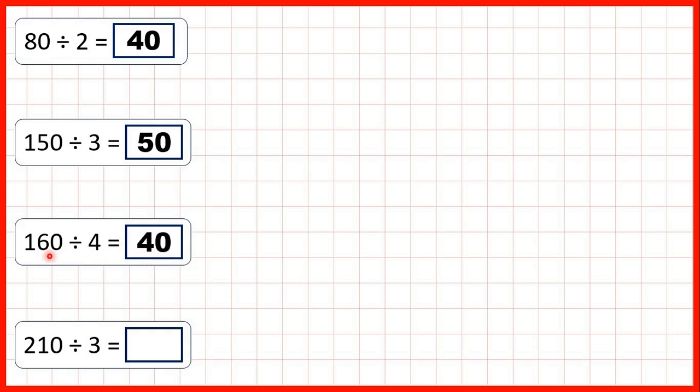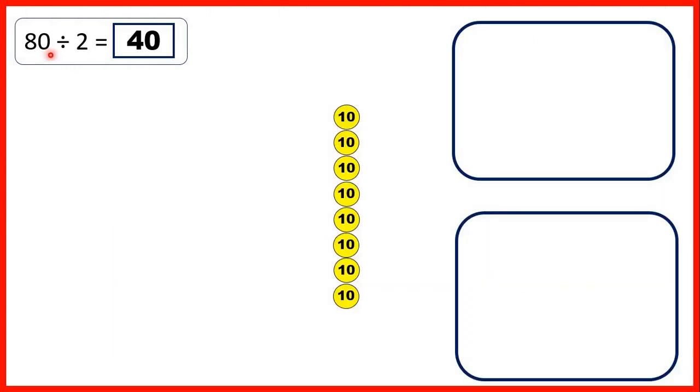That's 40, because 16 divided by 4 is 4, and then we just need our end 0. And finally, we have 210 divided by 3. Our answer is 70, because 21 divided by 3 is 7, and again we need an end 0 in our answer. So let's take a closer look at these questions.